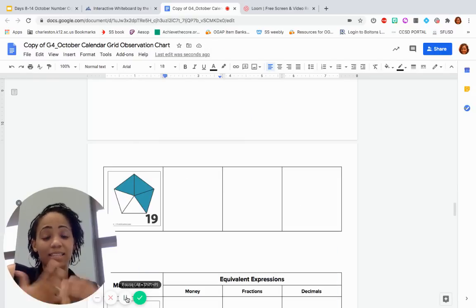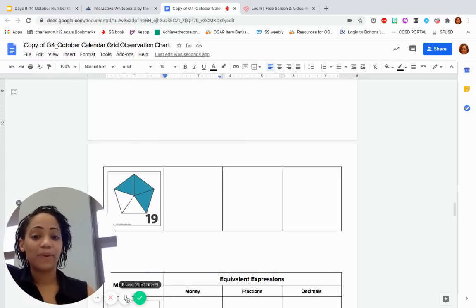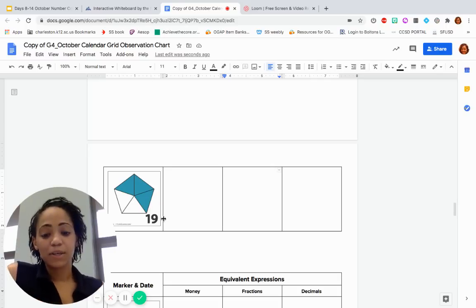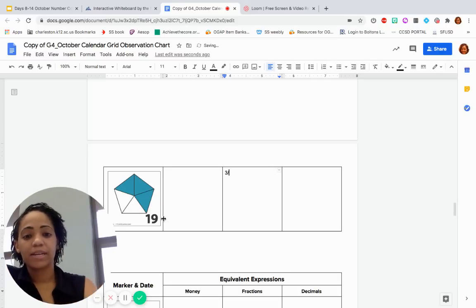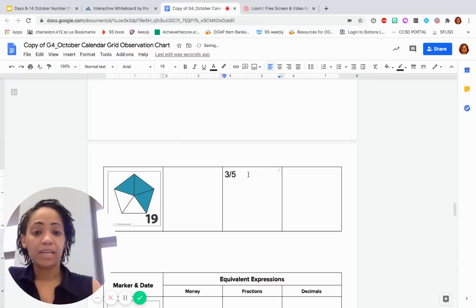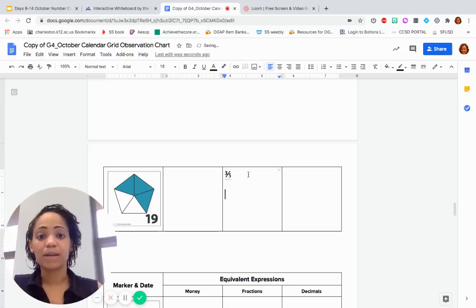The 19th, today's date. We have a pentagon. And how many of these are shaded in? Each one is worth what fraction? Right, a fifth. So we have 3 1/5 size pieces, which gives us 3/5. Let me make that bigger. 3/5. Y'all remember what that would be if I were to use tenths as my denominator?